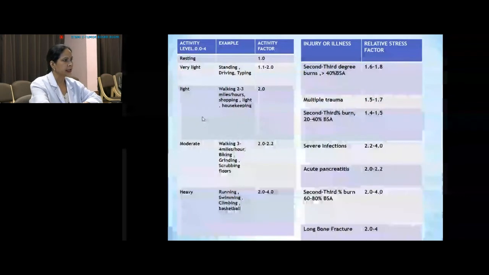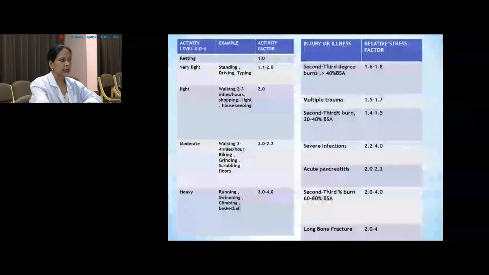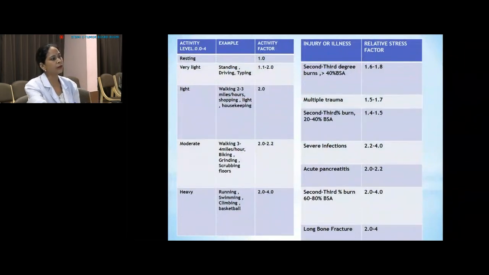Injury and illness, hypercatabolic activity factor plus illness or stress factor. So injury or illness depends on a type of injury. It is burn. Again, burn BSA, body surface area. How much percentage of body surface area is involved for the burn? So it depends on body surface area. Again, in severe infection, acute pancreatitis, bone fractures, and different types of sepsis, it depends basically on the stress factor.